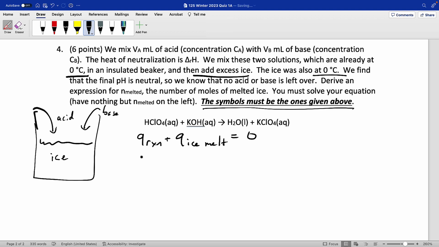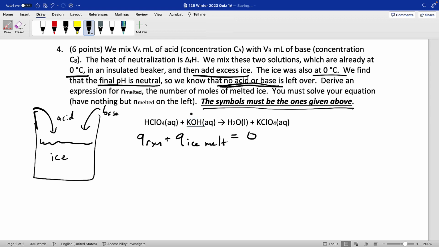So Q reaction. Well, let's write the reaction up. The reaction's written out for us. We can see this is also going to be a 1-to-1 stoichiometry, and we're given additional information. The final pH is neutral. What does that mean? That means we didn't have leftover acid or base, right? And if there's no leftover acid or base, that means neither one of those chemicals was in excess, right? They were both eaten up by the reaction, which means that we don't have to worry about one of them being limiting and having excess of the other.